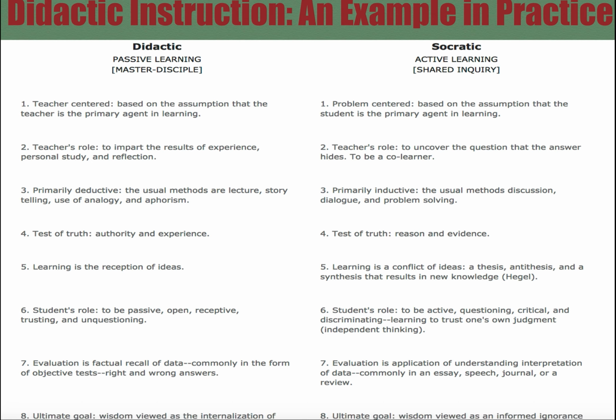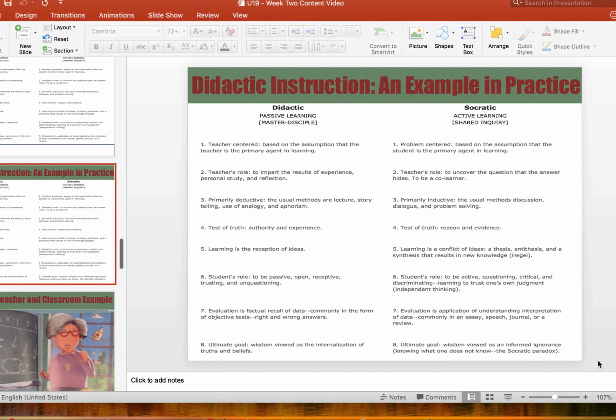Alright, and then the ultimate goal is wisdom is viewed as the internalization of truths and beliefs. Sorry, that last part got cut off. But really in didactic instruction, the ultimate goal of wisdom is viewed as the internalization of truths and beliefs. And the ultimate goal of wisdom in a Socratic approach or strategies is that wisdom is viewed as the informed ignorance, knowing that one does not know.